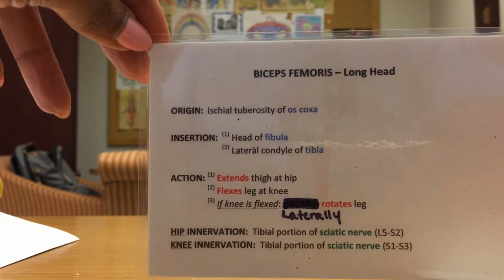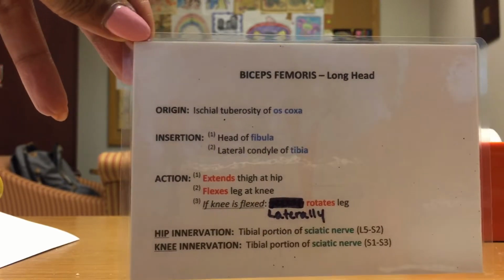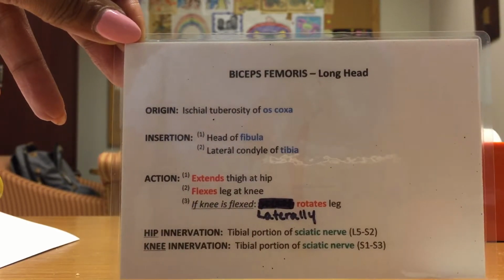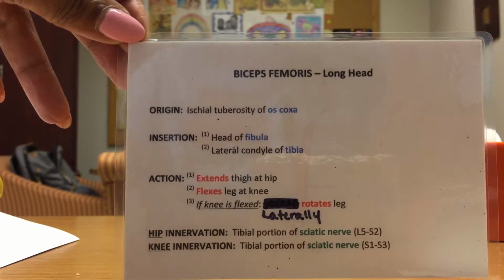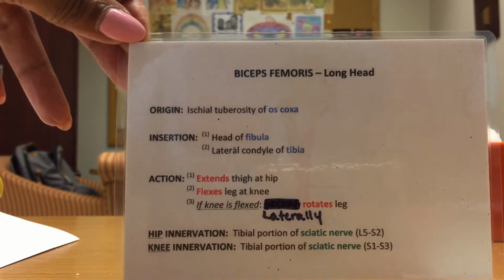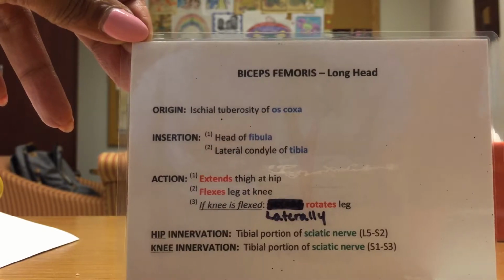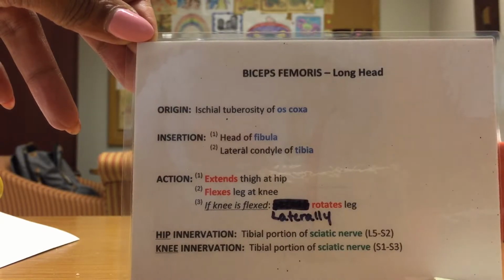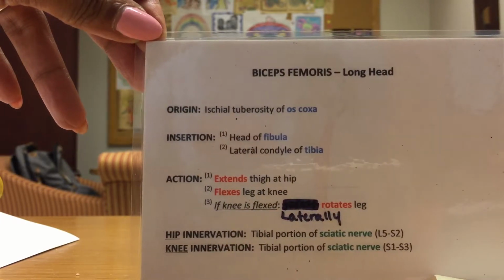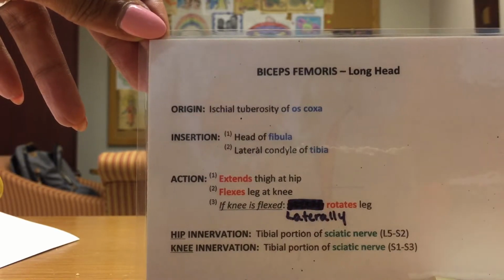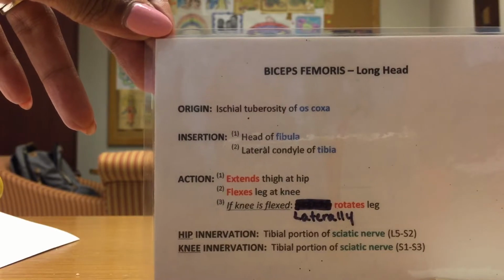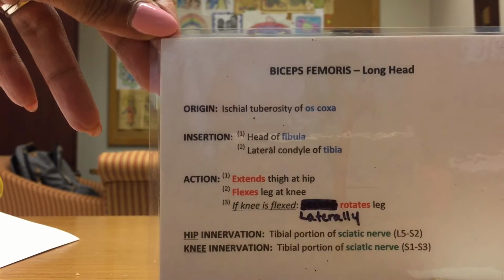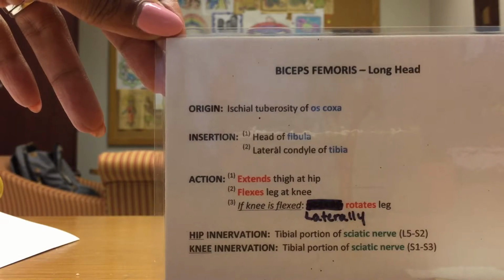It has 2 insertions. One is the head of the fibula, and the other is the lateral condyle of tibia. The actions it has are 3. So the first 2 actions are going to be the same for all 3 muscles. It's just that last action that's going to be different for the biceps femoris. So let's talk about them. The actions: number 1, it extends the thigh at the hip. Number 2, it also flexes the leg at the knee. And 3, it laterally rotates the leg if the knee is flexed. So biceps femoris laterally rotates the leg if the knee is flexed.